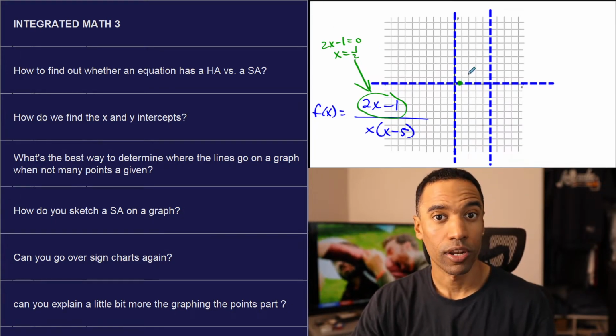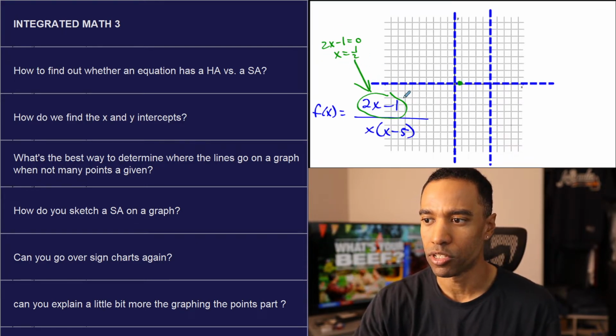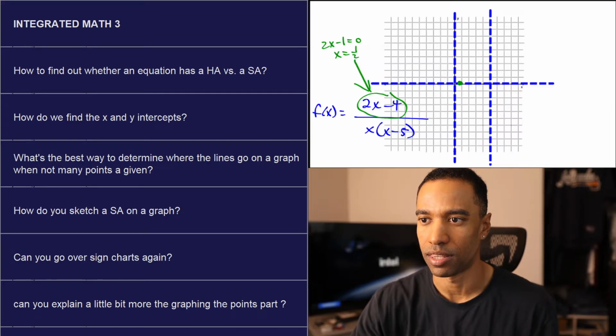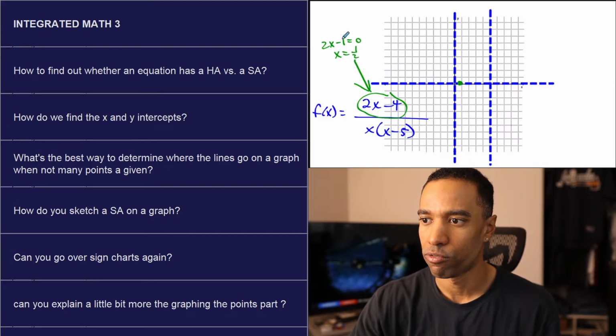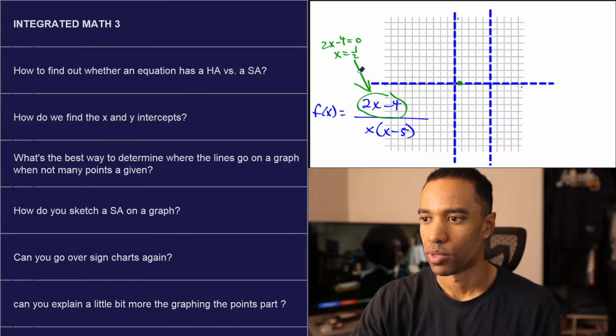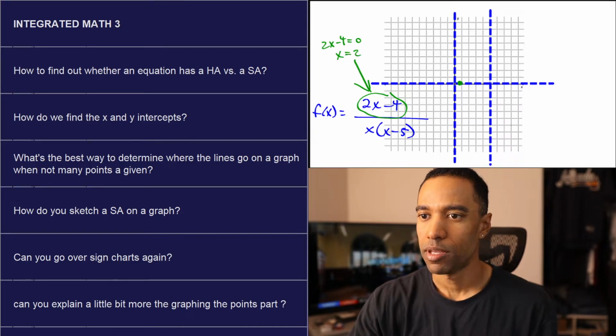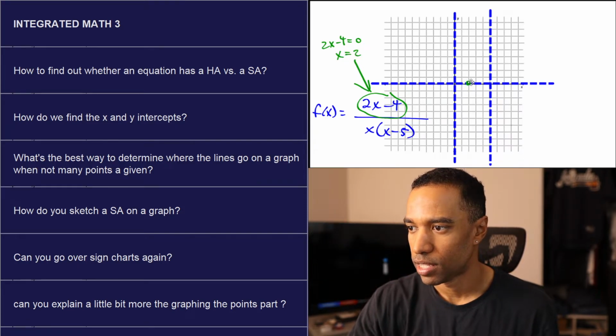That makes another critical point, though, because what can happen here? Let me do a different number. Let's do 2x minus 4. So 2x minus 4 equals 0. Add 4 divided by 2 would be x equals 2. Let's do that. x equals 2. Okay. That means it crosses the x-axis right here.